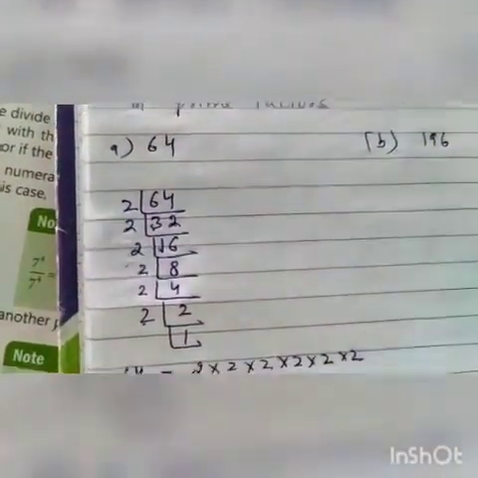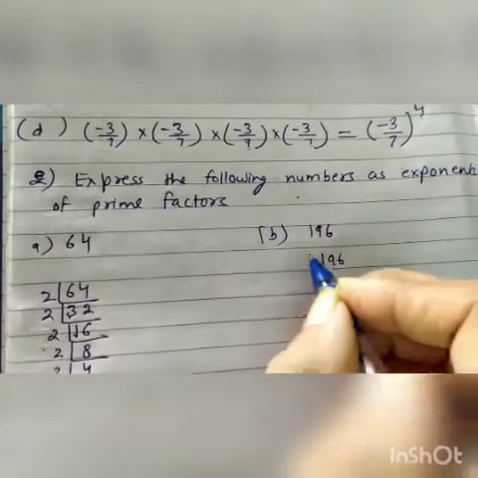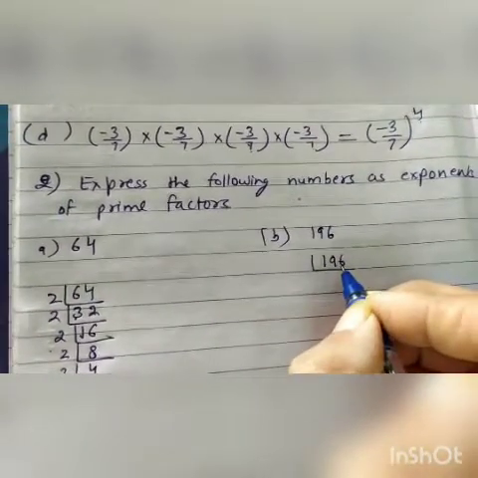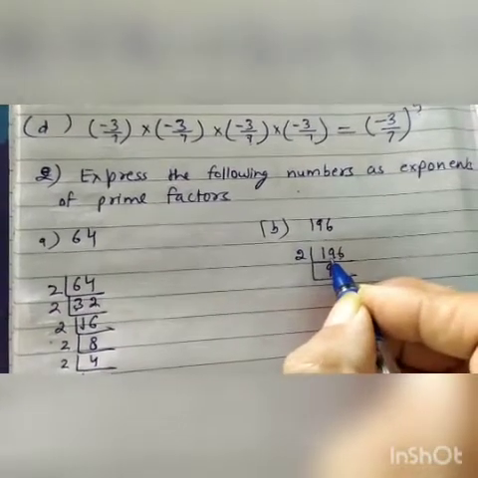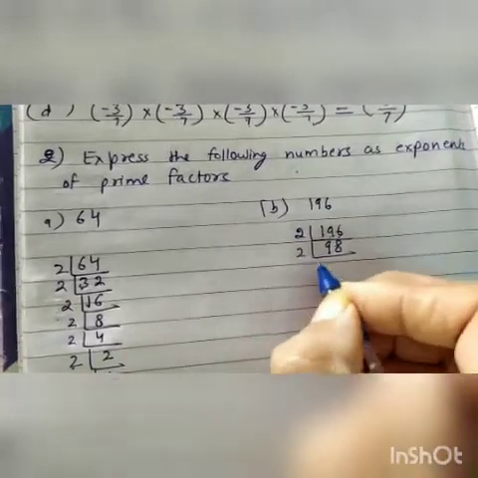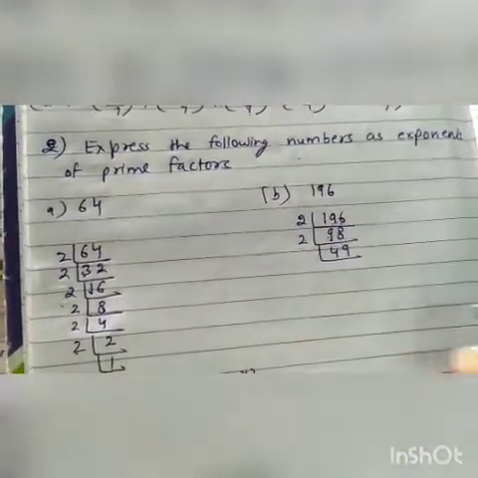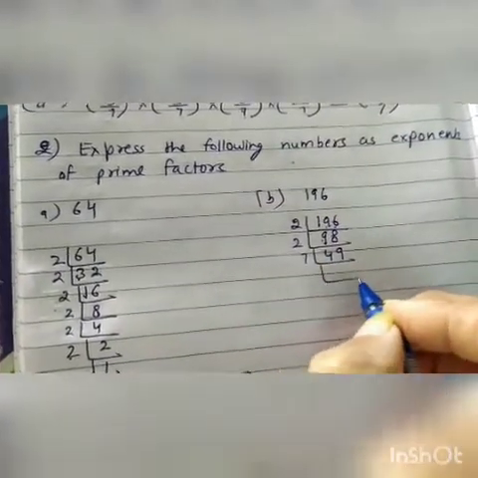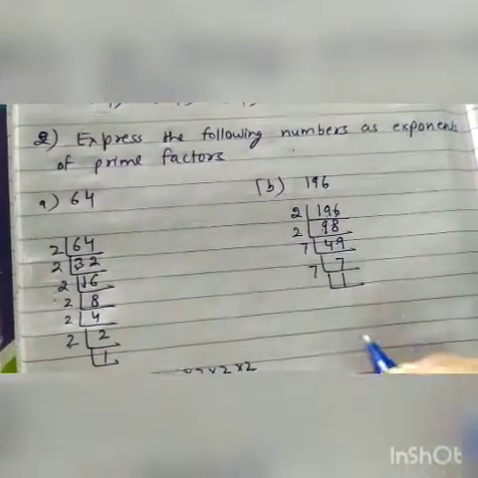In B part, the number is 196. Again we will do prime factors for 196. It is also an even number, so we will start by 2. 2 9 ja 18, 1 remainder 16, 2 8 ja 16. Again 98 is an even number. 2 4 ja 8, 1 remainder 18, 2 9 ja 18. Then by 7. 7 7 ja 49, 7 1 ja 7.